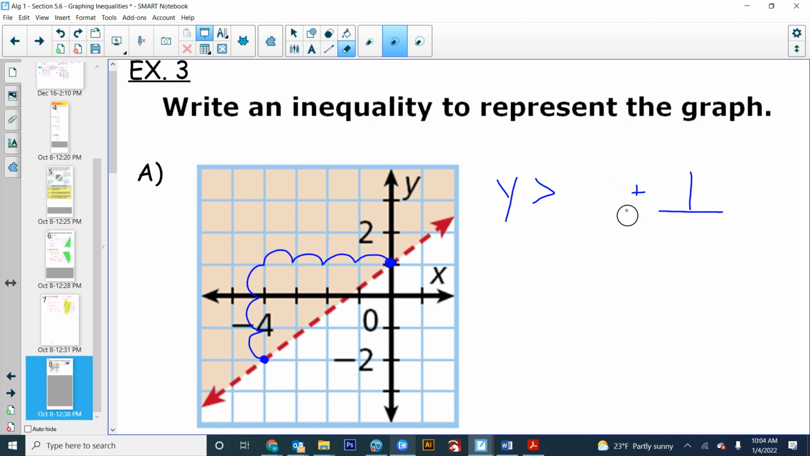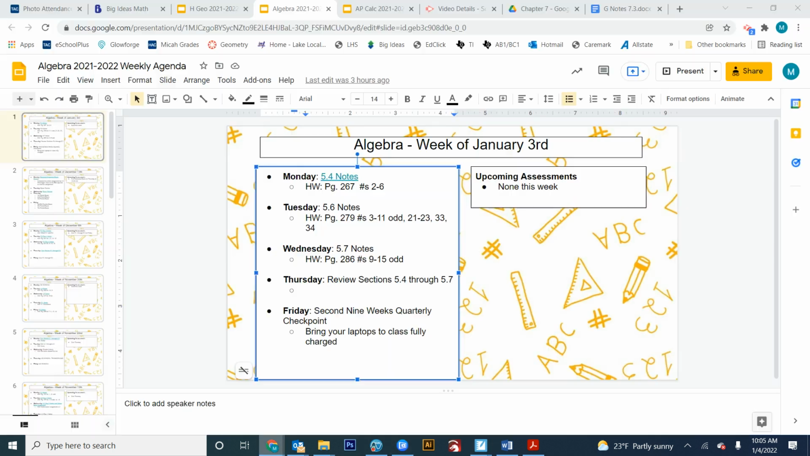I'm gonna redo that. I didn't like how that turned out. 3/4 x plus 1 is the inequality that I would write here. Make sense? All right, our homework for tonight. 3 through 11 odd, 21 through 23, 33, 34. I'll put that up here.